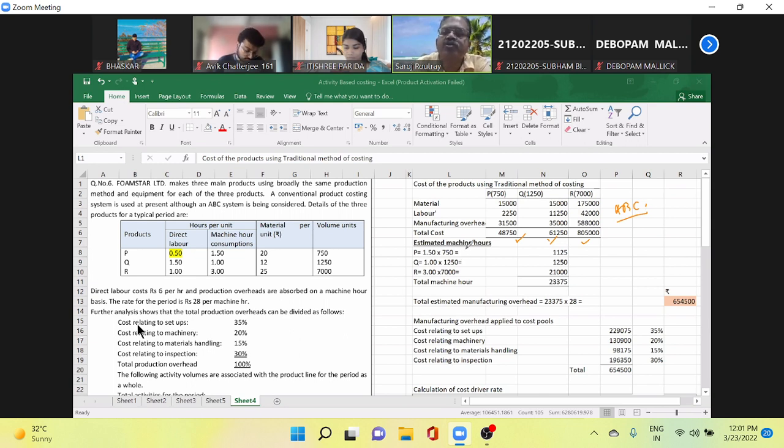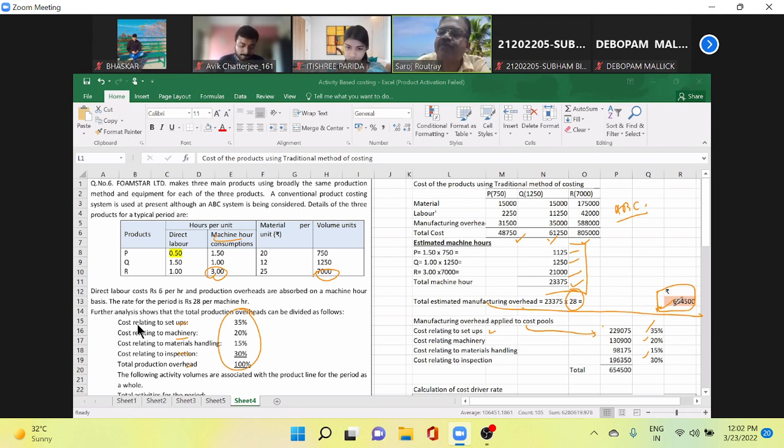The machine hours used for P is 1125; for Q and R, R it is 7,000 into 3 per machine hour per unit. So 7,000, it is 21,000, total 23,375. And the total estimated manufacturing overhead at the POHR of 28 is 6,54,500. You need this figure because otherwise you will not be able to allocate it to different cost pools. This is not given directly in the question. So you need to arrive at machine hours, then manufacturing overhead, then only you can divide it into this percentage to find out the cost for each of the 4 cost pools.